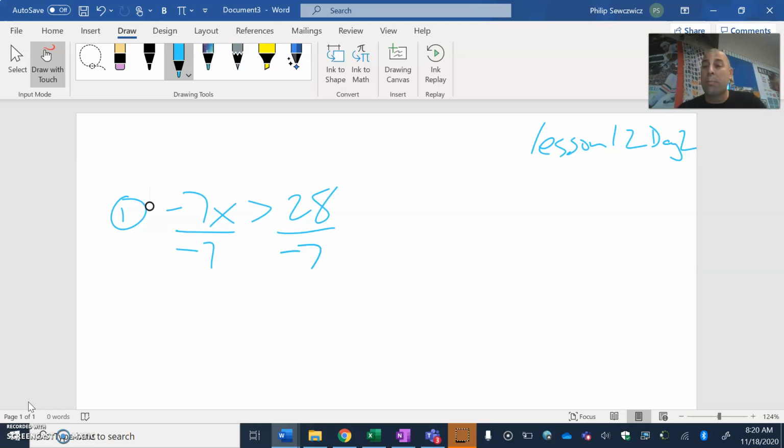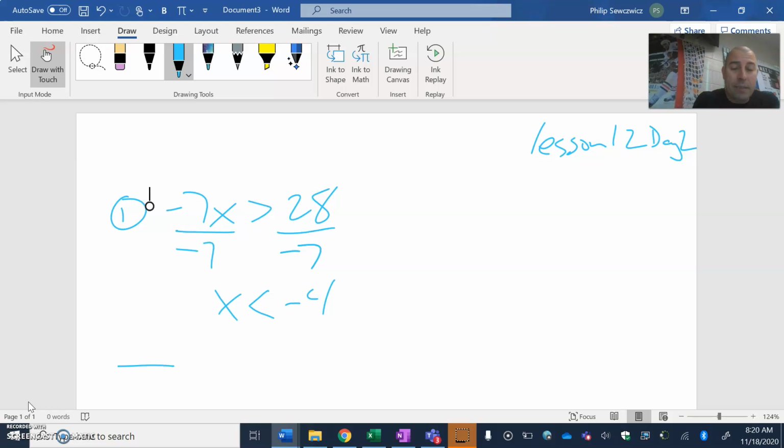Now, sound the alarms, people. What just happened here that we have to watch for? Yes, we're dividing by a negative. So remember, when you do divide by a negative, and I divided by a negative 7, I have to reverse the inequality symbol. 28 divided by a negative 7 is a negative 4. So my answer there is x has to be less than negative 4.